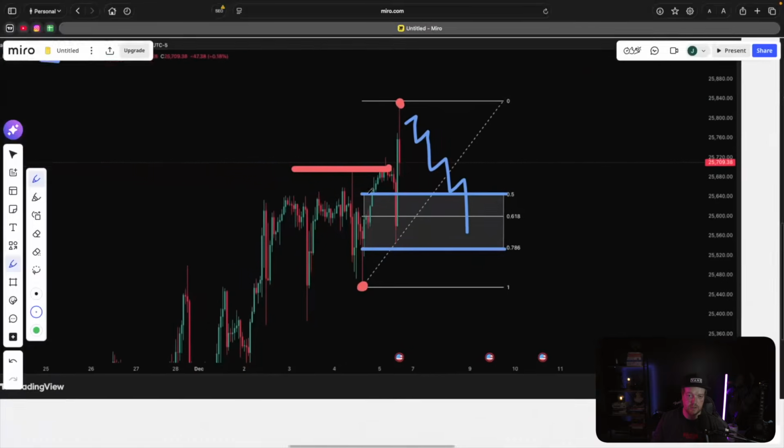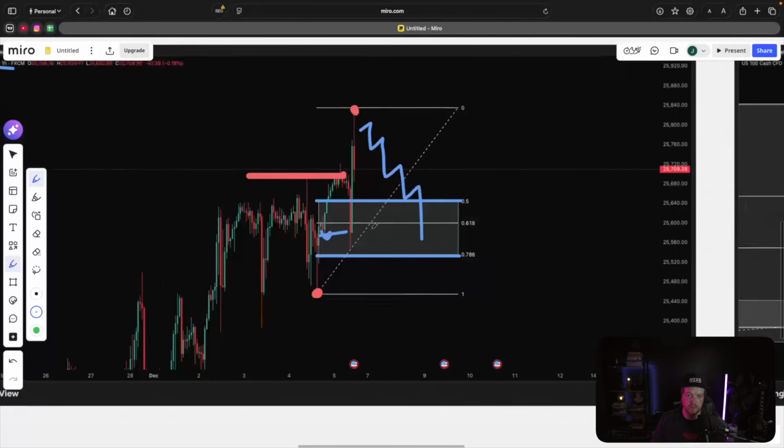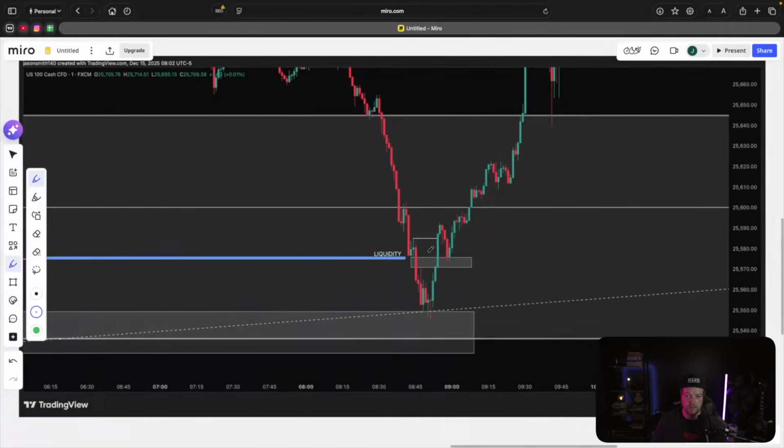So let's just see here this liquidity that was made right over there, right? This low right over here. It's this liquidity line right over here. So liquidity has been taken. We are inside of this level. We had a nice market structure shift on the 1 minute right over here. We have a fair value gap that became an inverse fair value gap right over here.